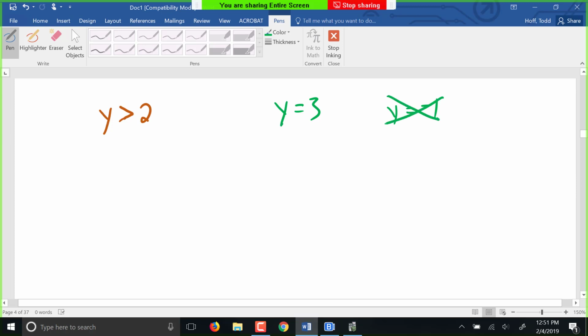Negative 1 is not greater than 2, right? So no. Well, y equals 0? No. Y equals 2? No. Again, we could have y is greater than or equal to 2. Then y could equal 2.